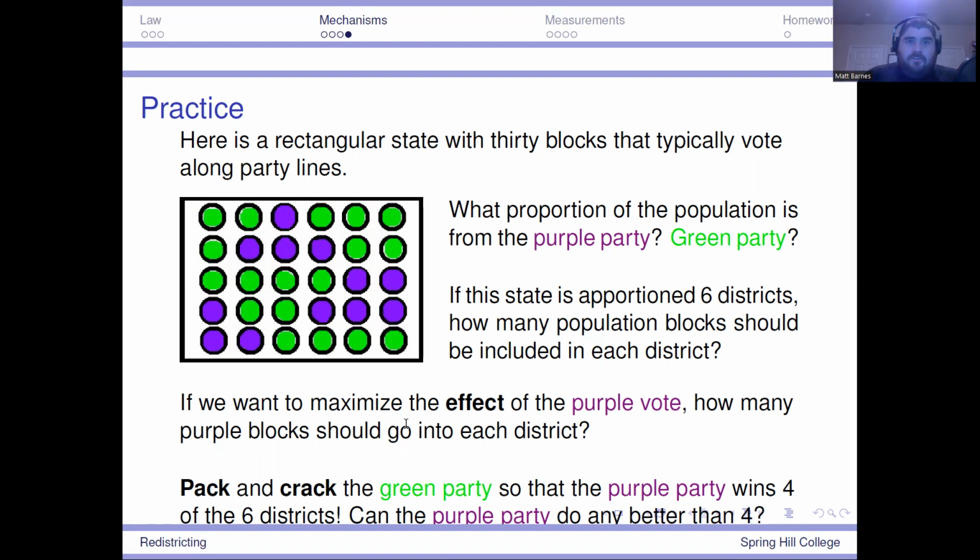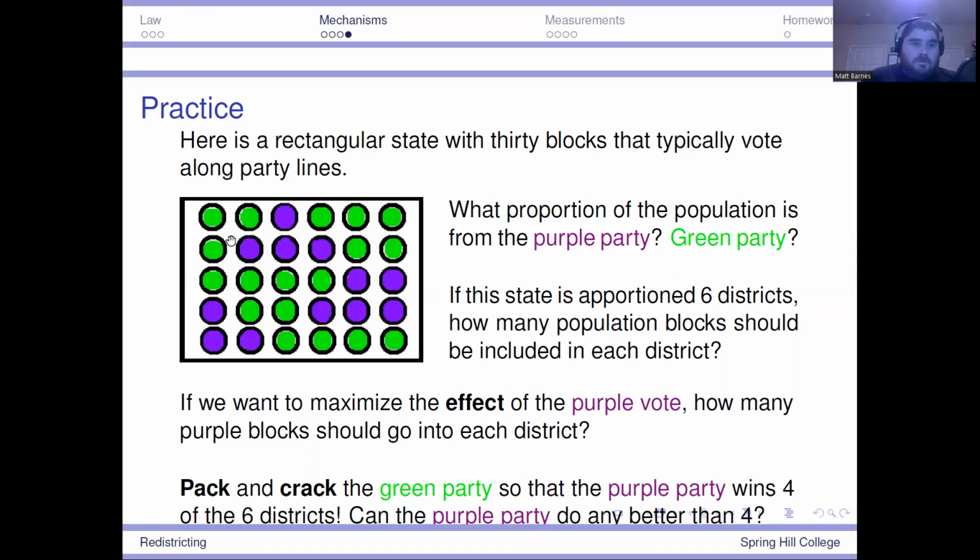So question, if we want to maximize the effect of our purple vote, right? If we want the purple party to be as efficient as possible, how many purple blocks should go into each district? So let's think about this for a second. We have 5 total blocks in each district, right? So in order to get a majority, 3 of them would have to vote the same way. Now the other 2 can be whatever they want. And we have 3, 7, 12, right? Different purple blocks. So the idea here would be, well, if we have 5 blocks, I would need 3 of them to be purple in order to get that district to go purple.